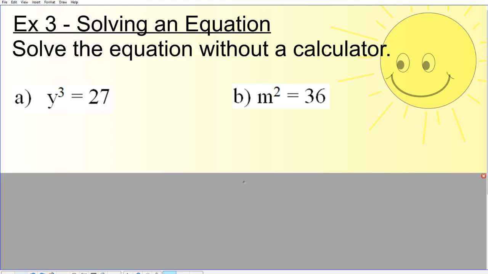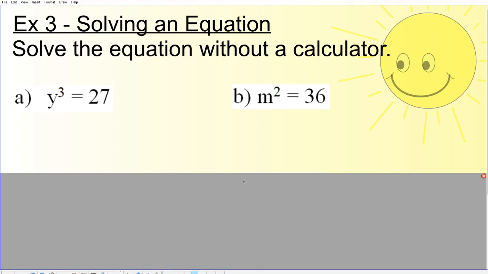Example 3. Now, we're going to do a little bit of solving equations. Now, these equations are going to be simple for now. We're going to get more difficult later on. We're actually going to have a whole unit, well, a couple units, on solving equations later. So these are going to be simple.